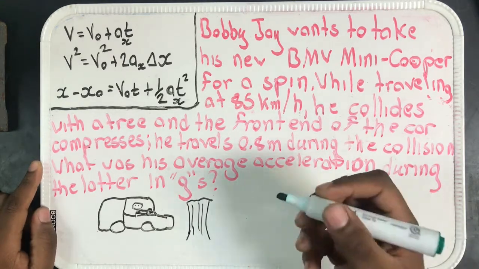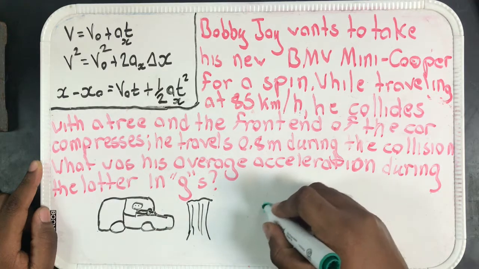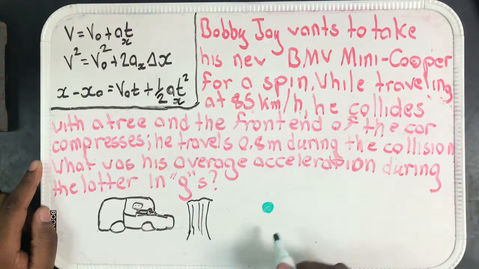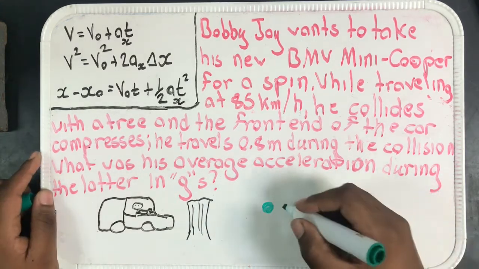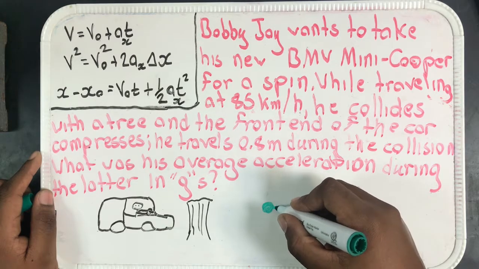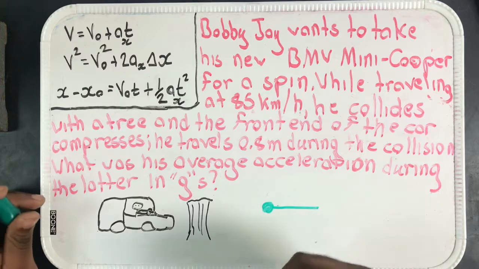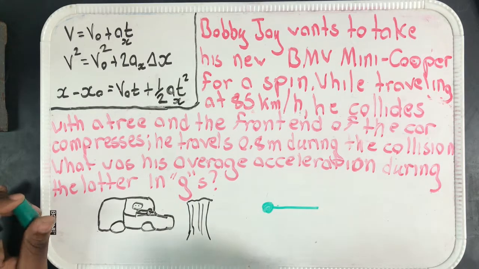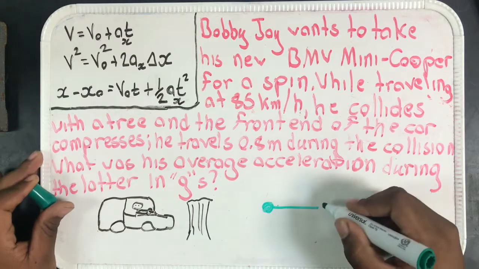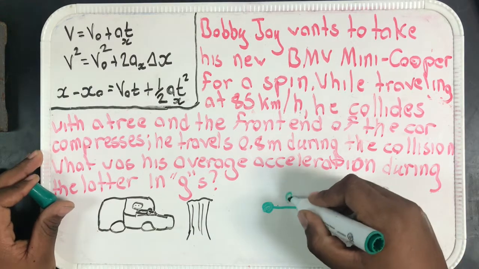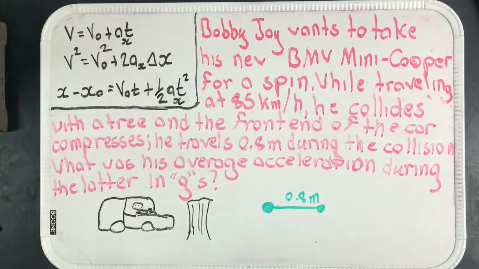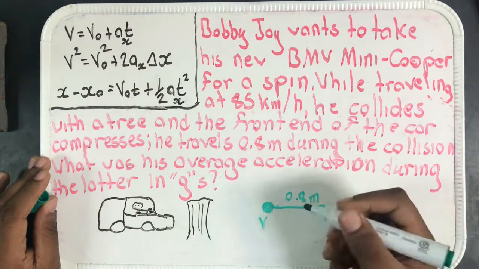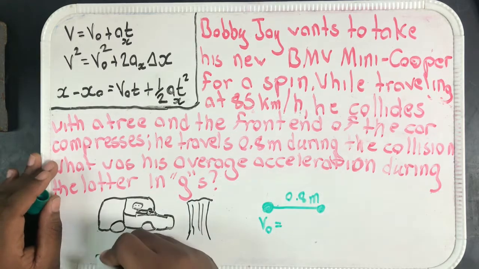So if we were to look at this, we could represent Bobby J as a point object. And this is him inside the car. This is from the frame of reference of inside the car. And what happens is he travels some distance. And bear in mind, Bobby J is inside the car, so he is also moving at 85 kilometers per hour. So this is the distance that he travels during this collision. We're going to assume that after he travels this distance, he comes to a complete stop.